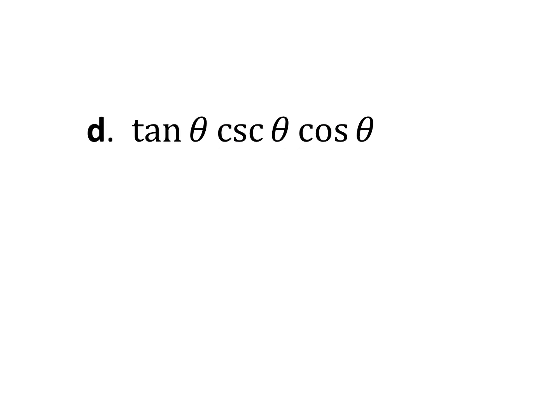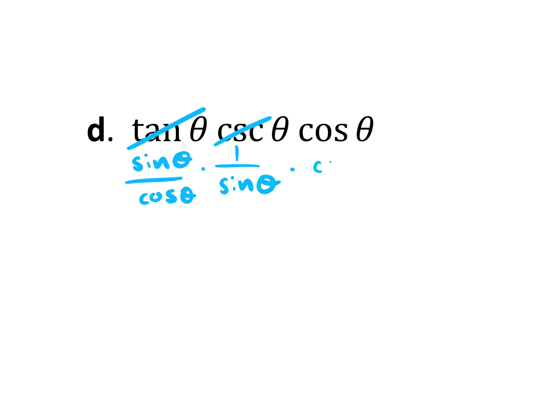So let's take a look at D. What can I do for this one? I can change cosecant to 1 over sine. Can I change tangent to sine over cosine? And then I have a cosine at the end also, so I can make it cosine over 1. Do I have anything that'll cancel? The sine on top cancels out with the sine on the bottom. Anything else? Cosine on top cancels out with the cosine on the bottom. So what am I left with? 1.